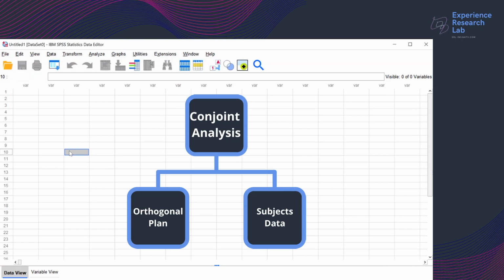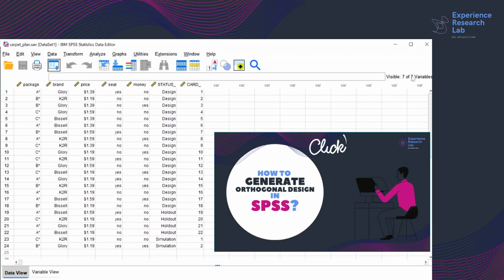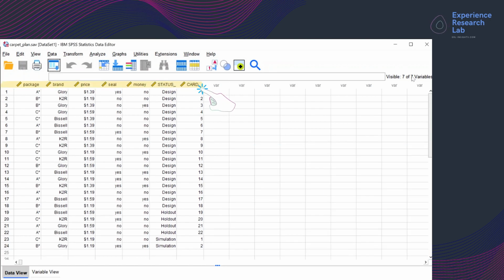One is for the orthogonal plan, the other one is for the data collected from the subjects in observations or respondents in surveys. Here you can see how an orthogonal plan looks. If you want to know how to create it, please check the other video on generating orthogonal plan in SPSS. In the meantime, let us see the plan created for a carpet cleaner.